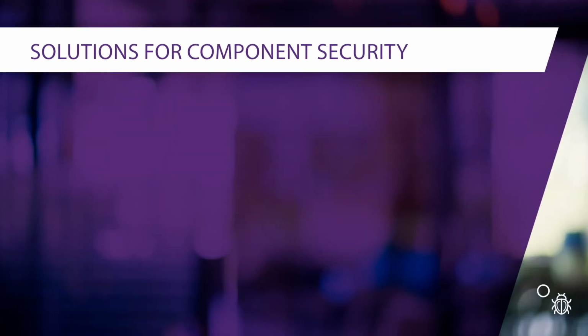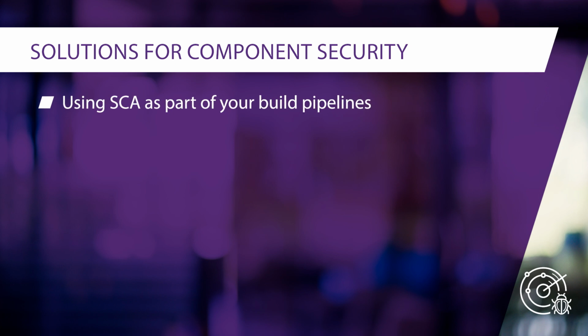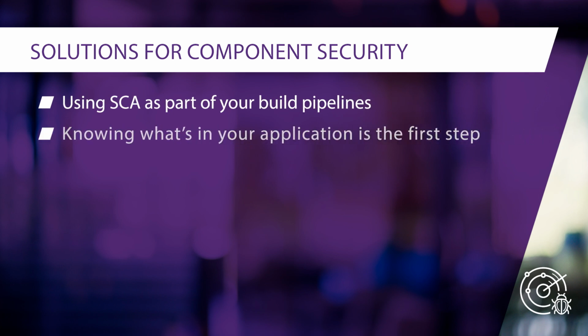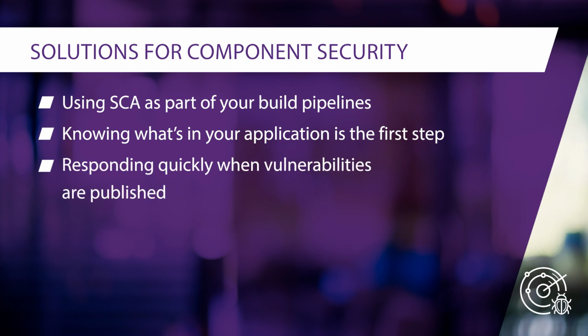So the best solution for this item in the OWASP Top 10 is to use SCA as part of your build pipelines. Knowing what's in your application is the first step. Responding quickly when vulnerabilities are published is an important part of driving down software security risk.